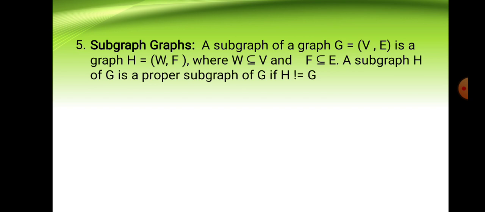Subgraph. A subgraph of a graph G = (V, E) is a graph H = (W, F) where W is a subset of V and F is a subset of E. A subgraph H is a proper subgraph of G if H is not equal to G.